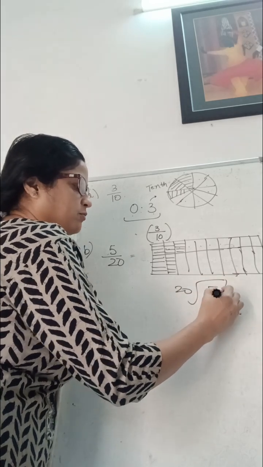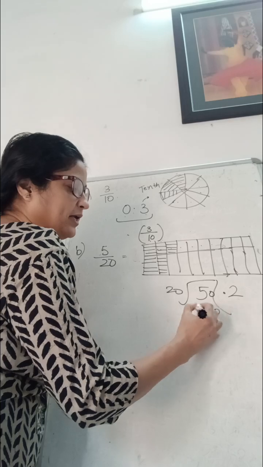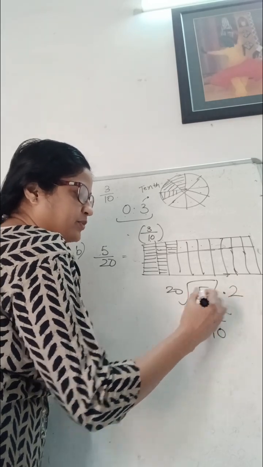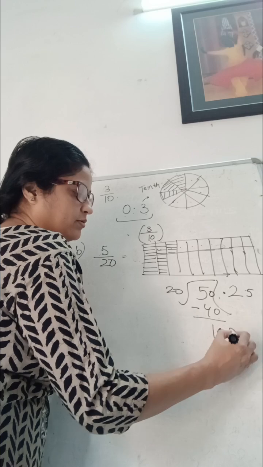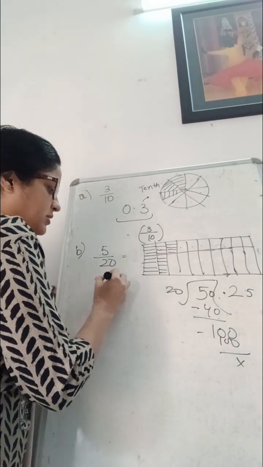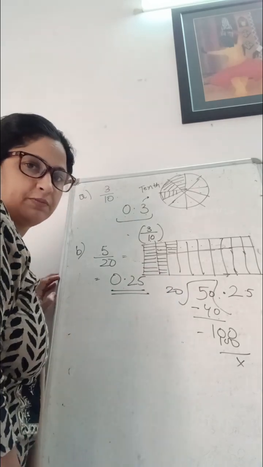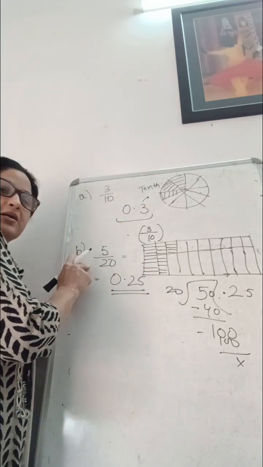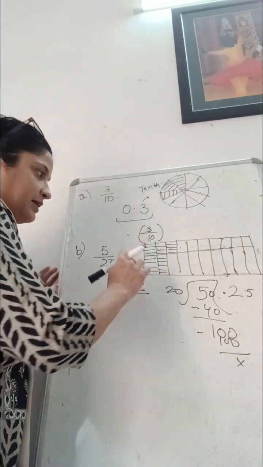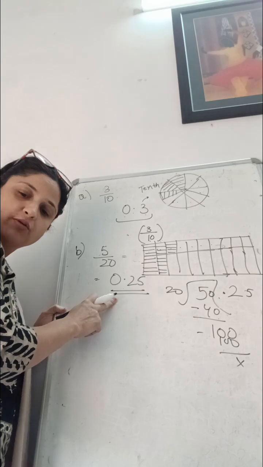So we are going to put 1, 0, 0.2, 40 आएगा, 50 में से 40 गया 10, and then again I am going to put 25 will give me 100. So my answer will be 0.25 as a decimal notation, because 5 parts out of 20 parts have been colored or shaded, and the decimal for this fraction will be 0.25.